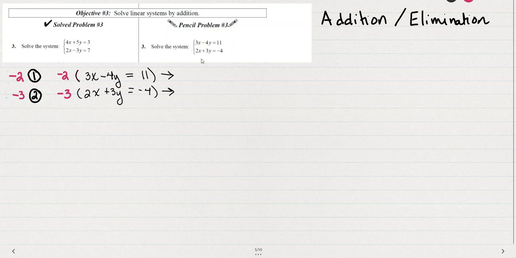Here's what we're looking for: one of the variables, either the x or the y, that we can eliminate by adding. Now if I add 3x to 2x, that doesn't eliminate the x. Negative 4y plus 3y doesn't eliminate the y. You might notice that in order to eliminate or cancel, we'd have to have something like a 3x and a negative 3x, right? If I added those two together, I'd eliminate the x's.